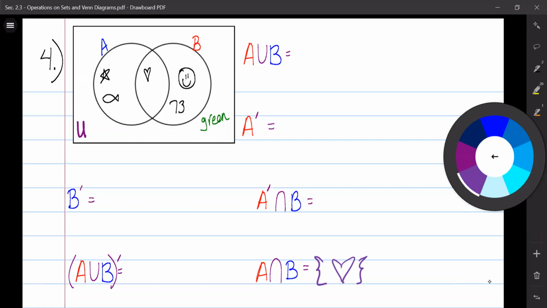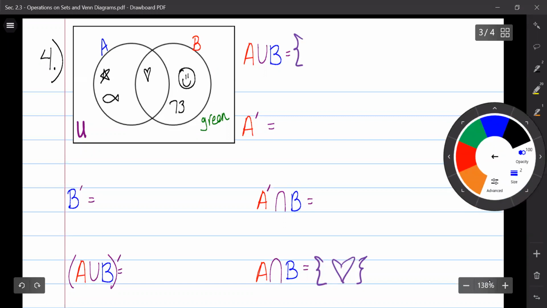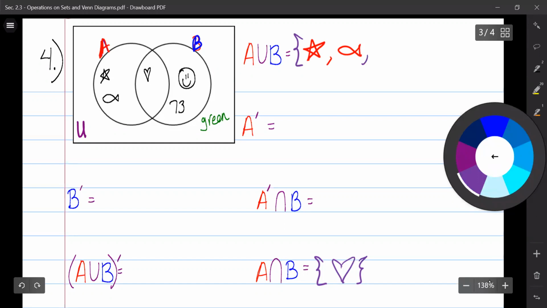All right, the union then. So we have in the union a star, a fish, a heart, a smiley face, and 73. So that's the union.